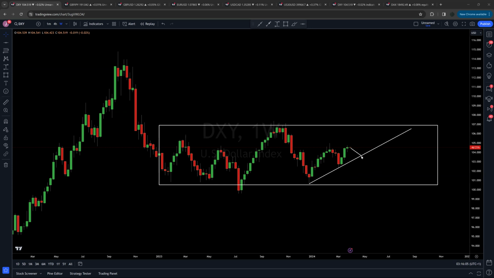Potential pullbacks on the intraday to the 103.5s, or just continued breakouts up into this bearish sell side zone before we may see any sign of exhaustion and bears coming to the table. So I'm still bullish on the dollar there for a little bit.